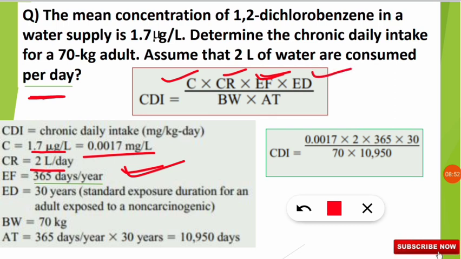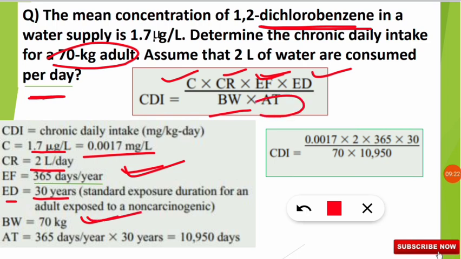Next is ED, the exposure duration. Here it is not given, meaning the age of the adult or how many years he has already been consuming water contaminated with dichlorobenzene. As standard we take 30 years as the ED. Next is BW, body weight: the weight of the person consuming this water. That is 70 kg, given, so we write 70 kg.